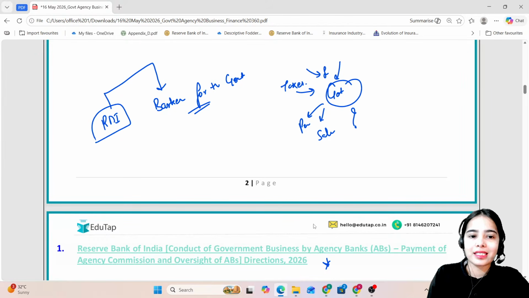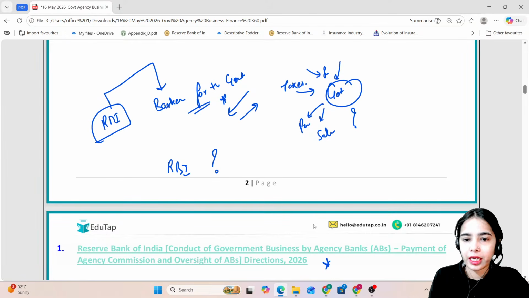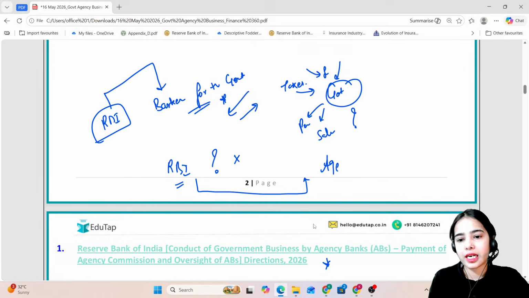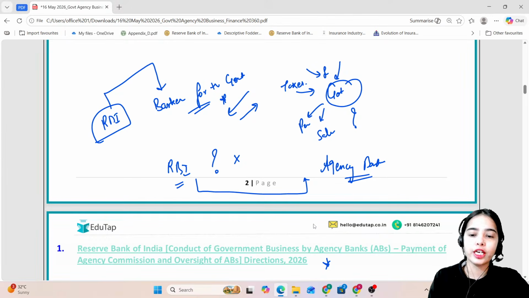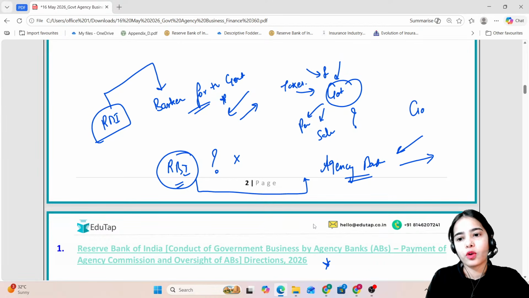The RBI has the responsibility as the banker for the government to take the receipts and to make the payments. But can the RBI single-handedly make all the payments and collect all the receipts from the public? No, right? That's why there are the agency banks. These are the banks that are appointed or authorized by the Reserve Bank of India to act on behalf of the Reserve Bank of India to collect the receipts and to make the payments on behalf of the government.